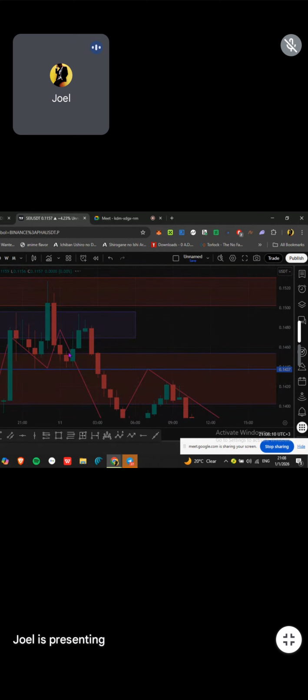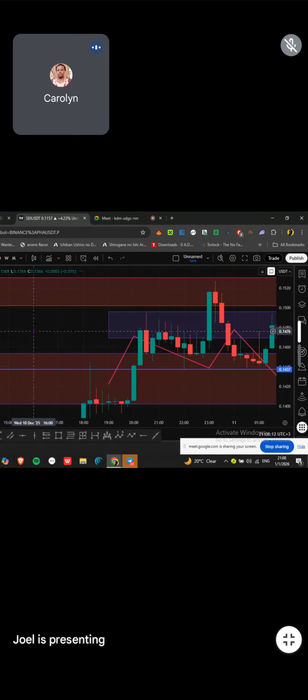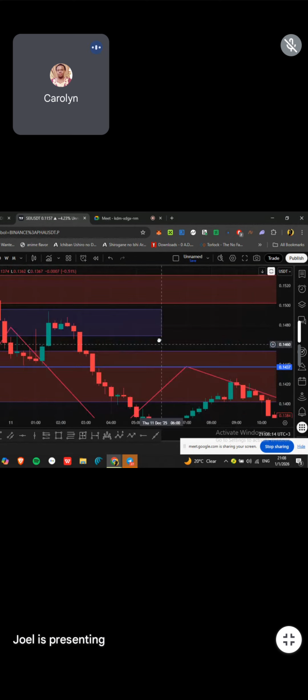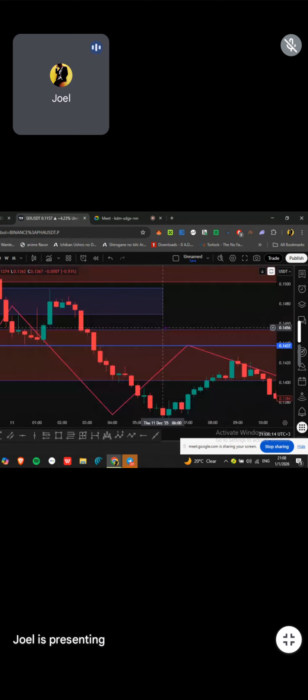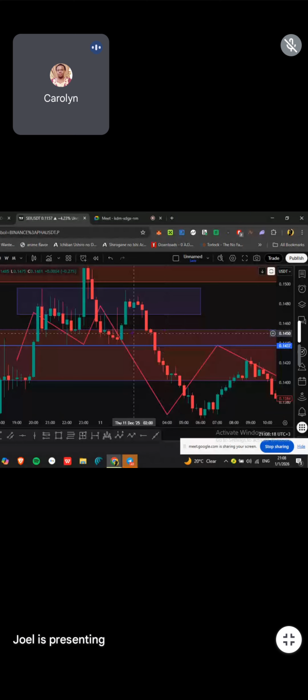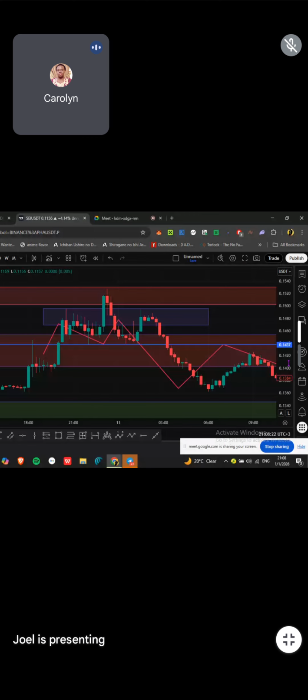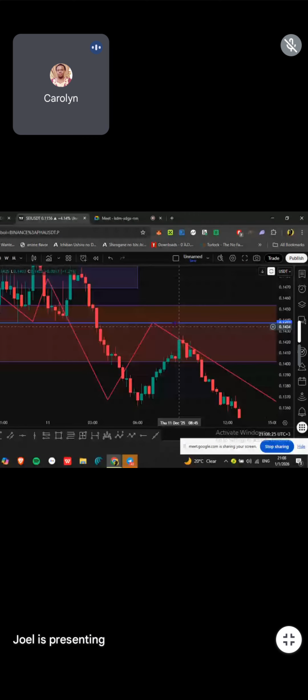Let's go to the 15. Let's see. I've got this move. No, I wouldn't have got this move. I wouldn't have got this move at all. Because why? Because price did not come and touch my neckline.